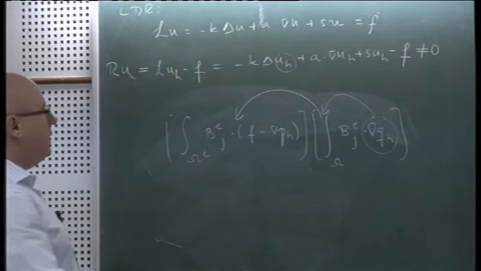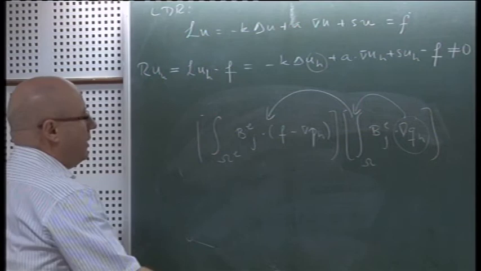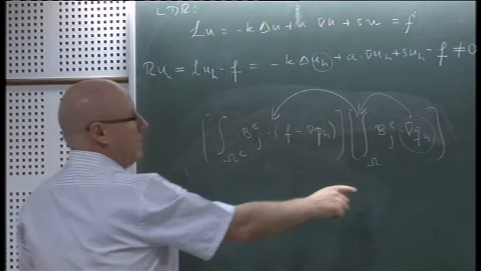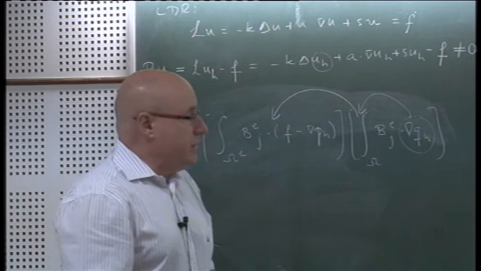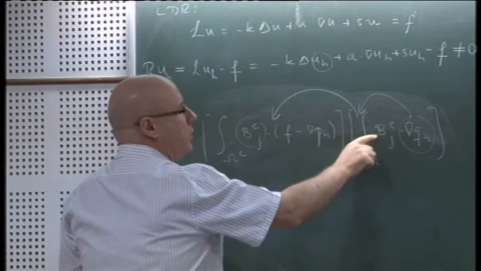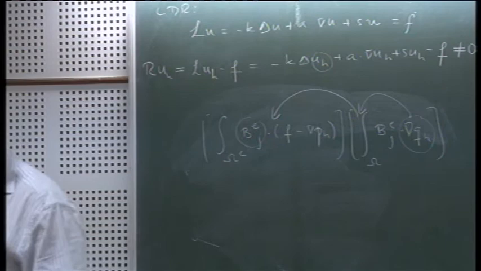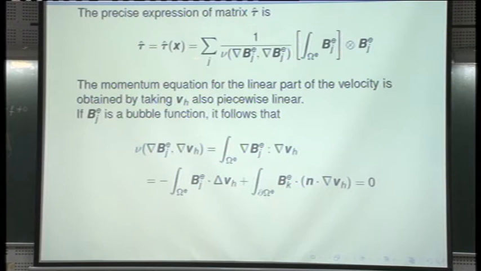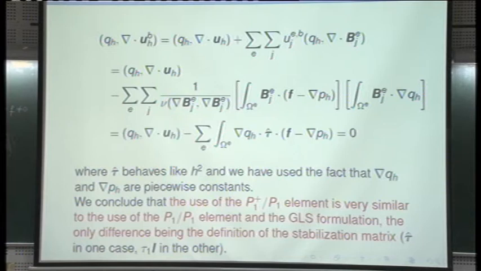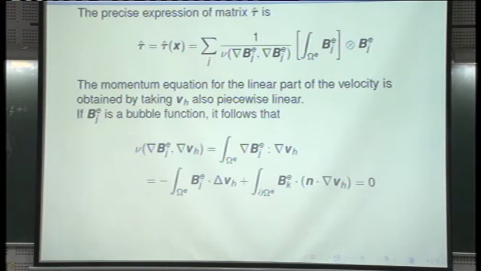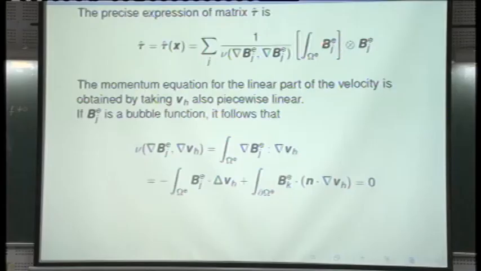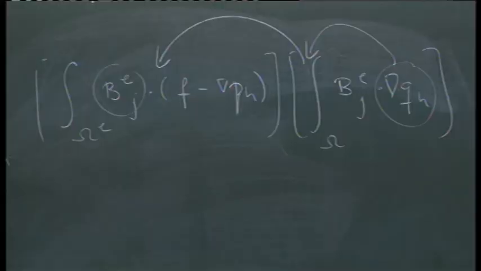And now you see what will happen. If I do that, I will have the gradient of q multiplied by f minus gradient of p. You see, I move it outside the integral because it's constant inside. And that will be multiplied by a matrix, which is precisely b tensor product b. So that is what is written. When I do that, I get this expression for a certain matrix that is defined here. That is the coefficient, one over viscosity, times the integral of the bubble, and then all this tensor product with the remaining b.